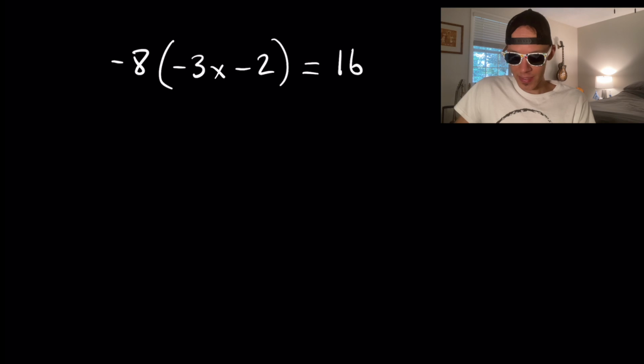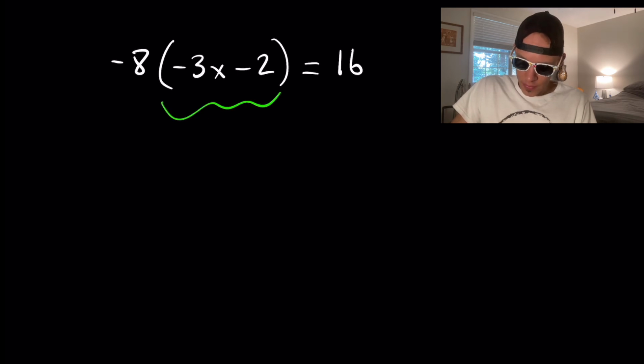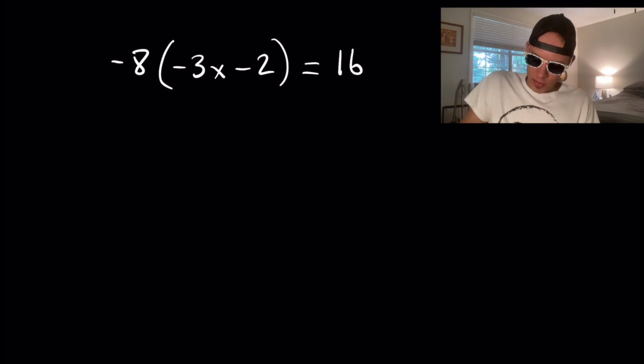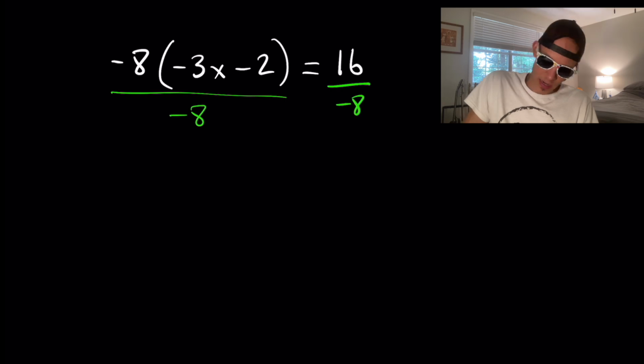Next up, negative 8 times (negative 3x minus 2) is equal to 16. Again, I can go about this 2 different ways. Let's do the reverse PEMDAS method. So outside of the parentheses, I see I'm multiplying by negative 8. So let me just undo that, multiply by negative 8, by dividing both sides by negative 8.